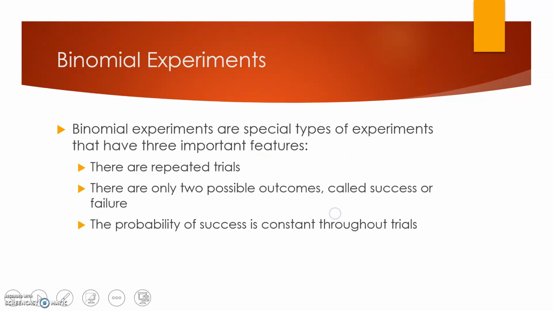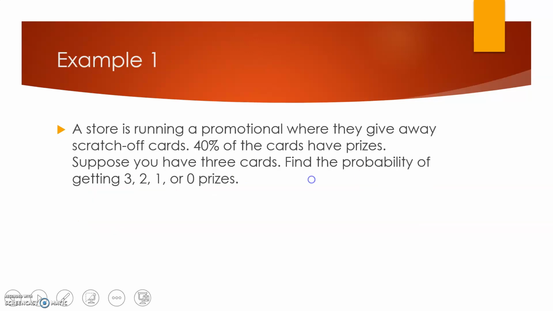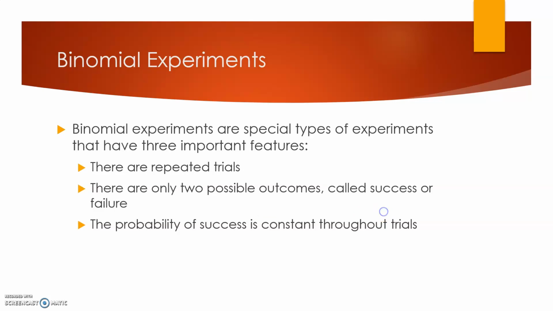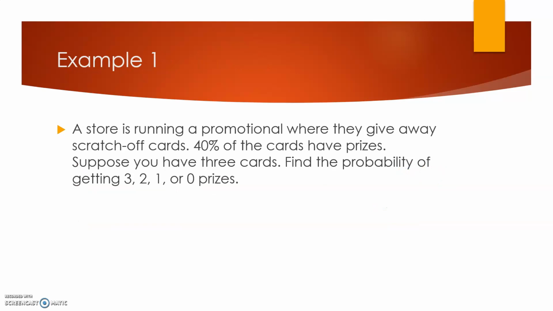The second thing is that there are only 2 possible outcomes, success or failure. In this case, my success would be that I get a prize. A failure would be that I don't. And then the final thing was the probability of success is constant throughout trials. They've told us that 40% of the cards have prizes. That 40% is not going to change. So we need to find the probability of getting 3, 2, 1, or 0.